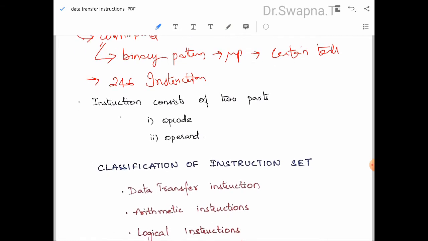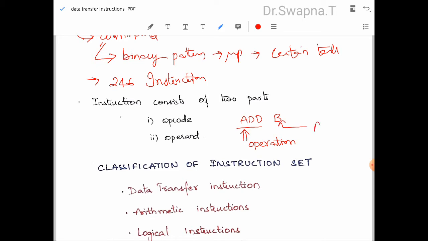An instruction consists of two parts, opcode and operand. For example, take ADD B. What is ADD telling us? ADD tells us what operation is to be done. So the operation to be done is add. What are the operands? On which data it has to perform. One is an implied register, which is the A register, and the other one is the B register. The content of the A register plus the content of the B register, and the result goes into the A register.